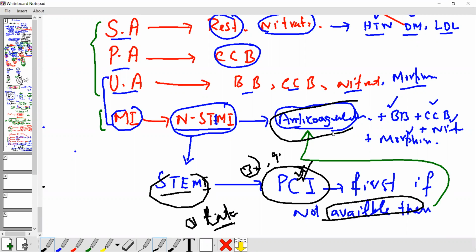This is the difference between the two. Understand how you manage non-STEMI and how you manage STEMI. The first preference for STEMI is percutaneous coronary intervention. The second option is to go for anticoagulant.